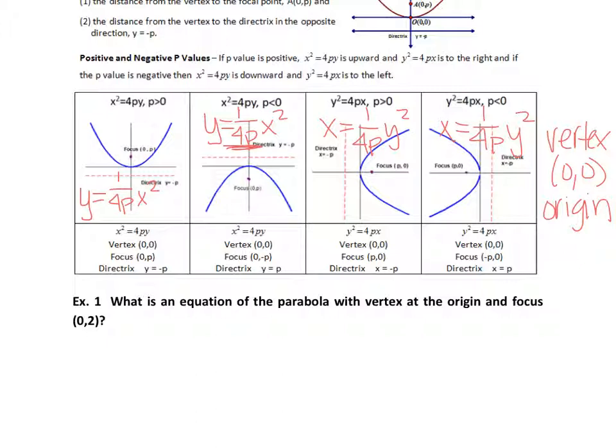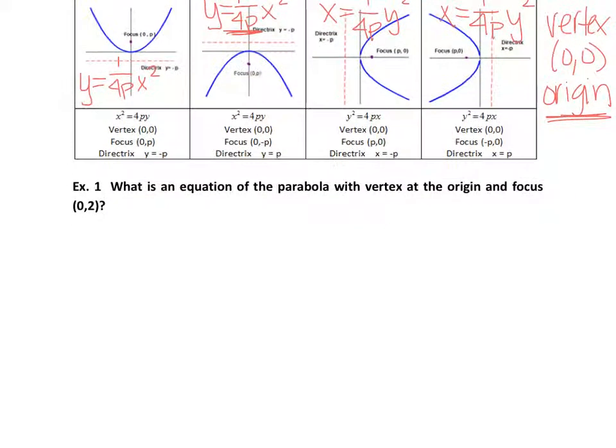I'm going to show you in just a minute, after we do our first example, what you do when the vertex is not at the origin. Our equation looks a little bit different because we need to make room for our vertex. So just know, this is what you would use when the vertex is at the origin.